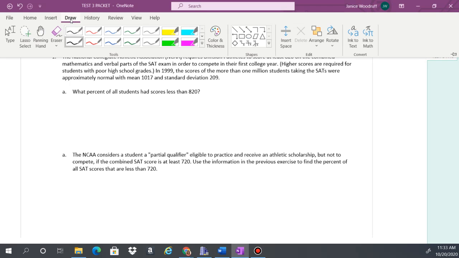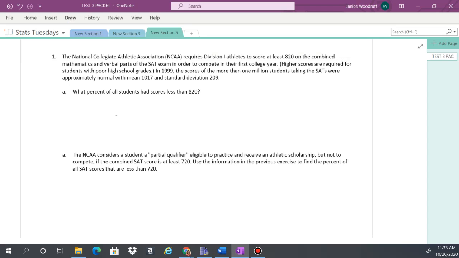So this is in the context, and we are given a score, not a percentage-wise. Okay, so this is going back to the first part of this chapter. So if we take a look here at our normal curve, the mean score is 1017. 820 is over here somewhere, we know it's below it, okay? We want the percentage. So remember, the percentage is this right here. So we want the area under the curve.